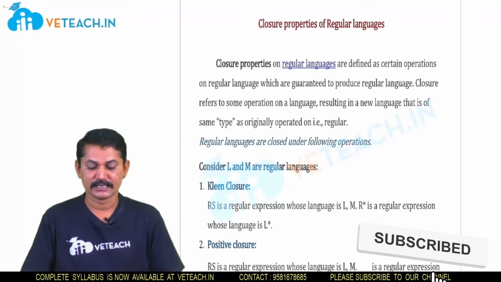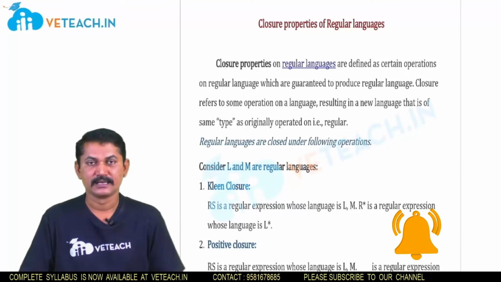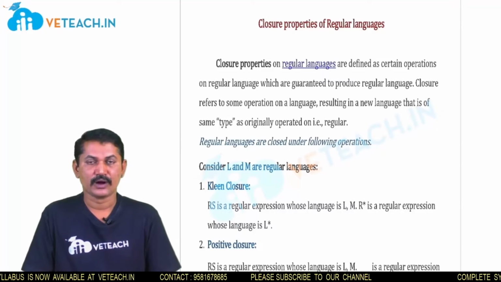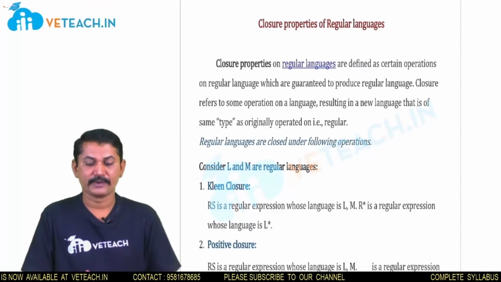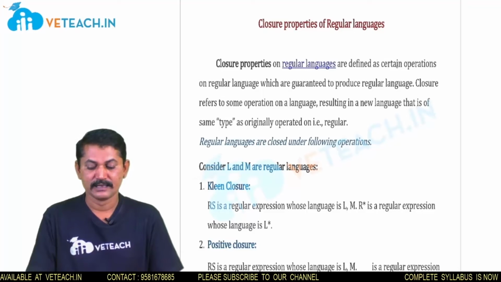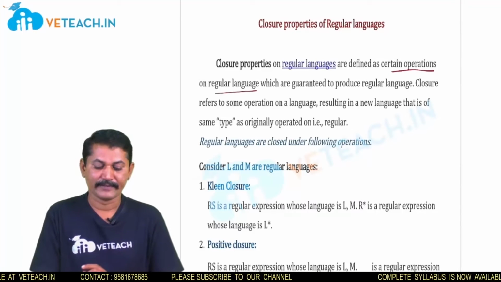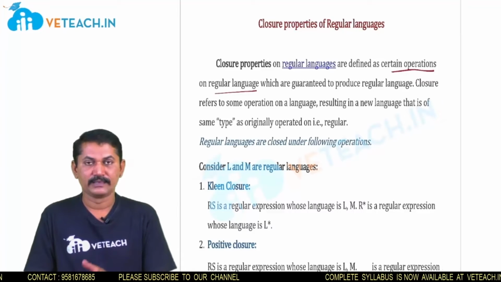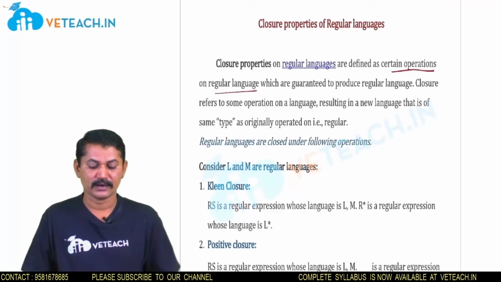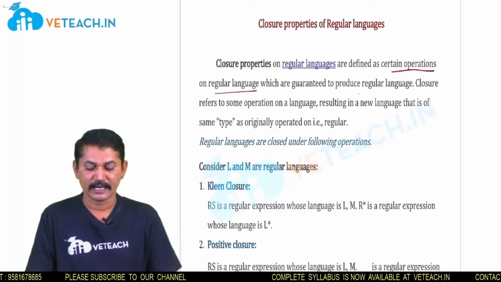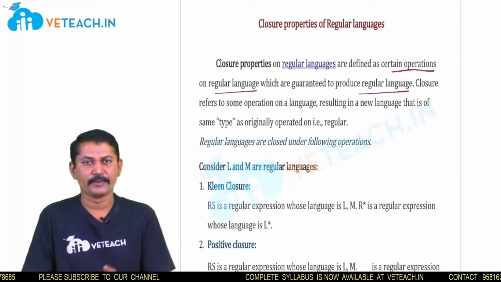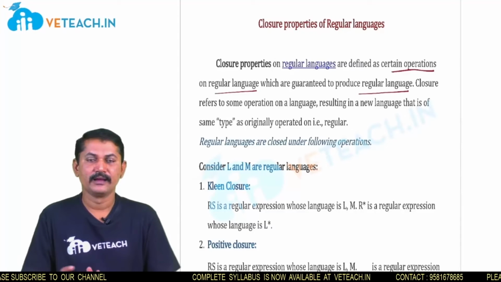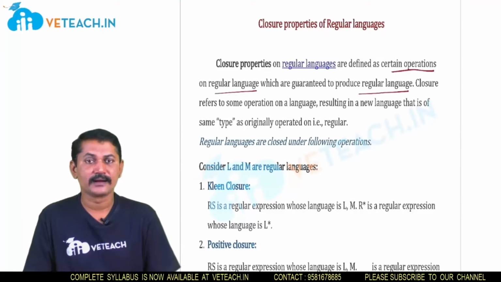Today we are in a session to discuss the closure properties of regular languages. In this video we will discuss the properties of regular languages, so how and what they are. Closure properties on regular languages are defined as certain operations on regular languages. That means if the operations are done on the regular languages, we can consider whether they are following the closure properties or not, which are guaranteed to produce a regular language. That means if any operation is done on two languages, then the resultant also should be in regular form. Then we can say that it is under closure.